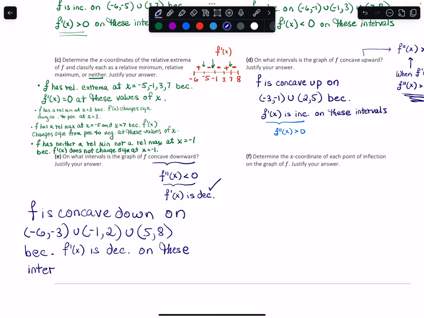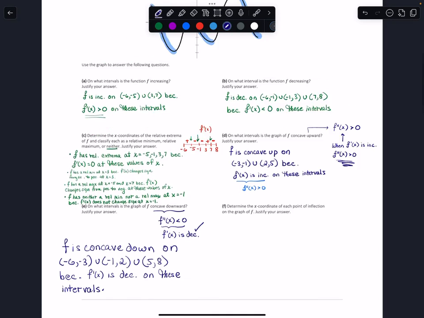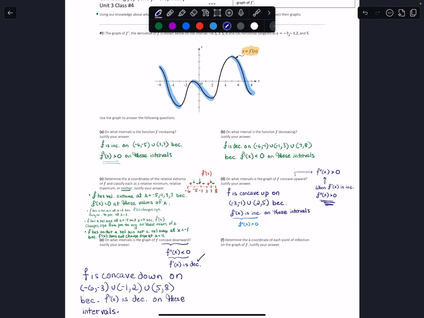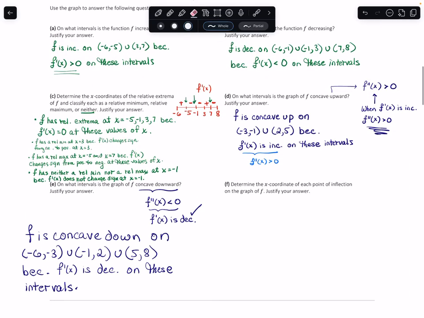Okay, starting to feel a little bit better, but this can be a very taxing exercise to make these connections graphically. It definitely takes some practice. And the last major thing I could be asked for, and you probably would have guessed it because this is everything we've been doing the last 2 weeks, is, hey, what is the x-coordinate of each point of inflection on the graph of f? Justify your answer.